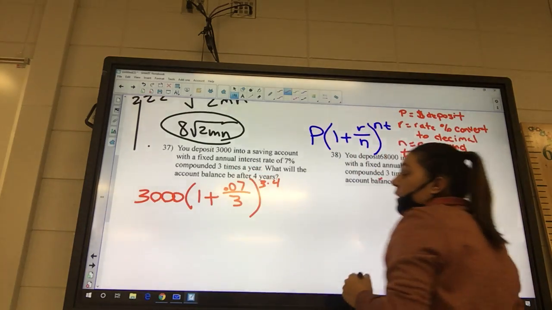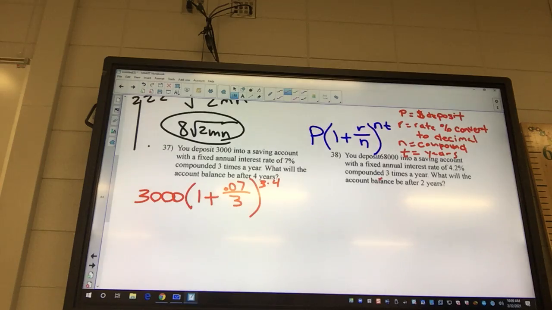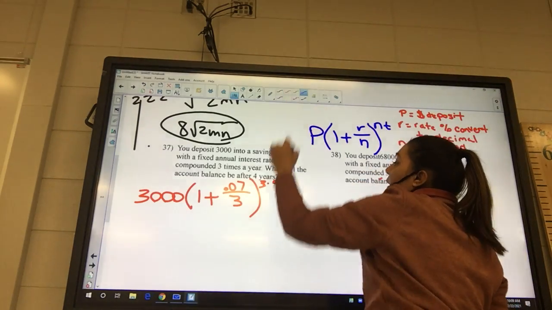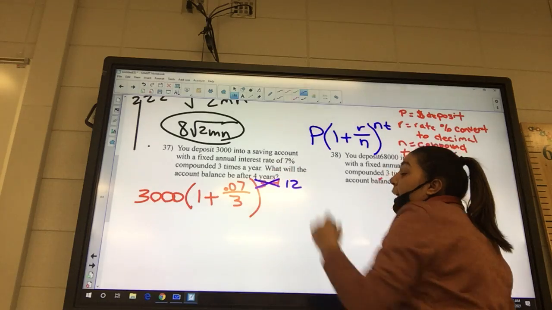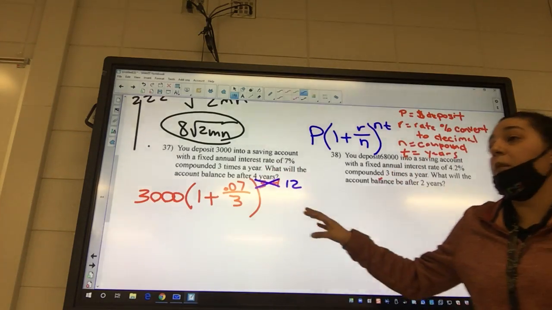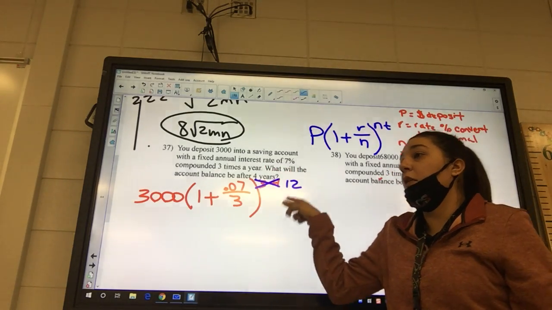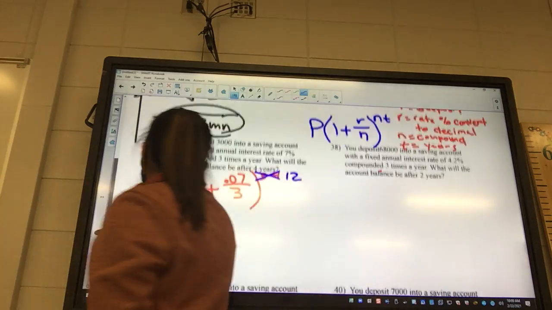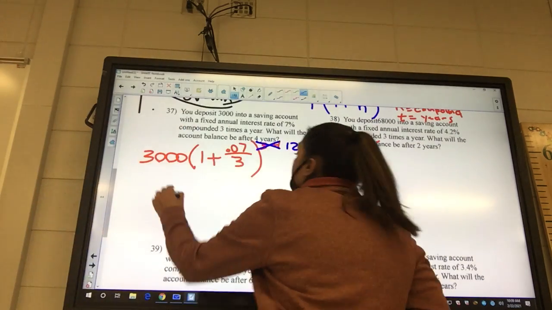But we can't type it in on the calculator like that. So you need to change it. What is 3 times 4? That's 12. And so when you type it in the calculator, it's really going to be an exponent of 12. Some of you guys are forgetting to put that exponent and you just put a big 12 next to it. Okay, and what do you get for your value?